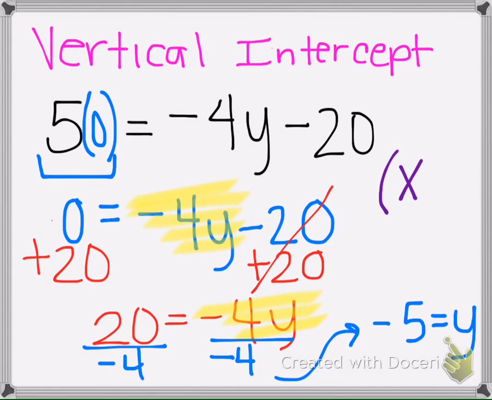So in an ordered pair, x goes first, y goes second. So when we plugged in 0 for x, that's why we put the 0 first, we got a y value of -5.